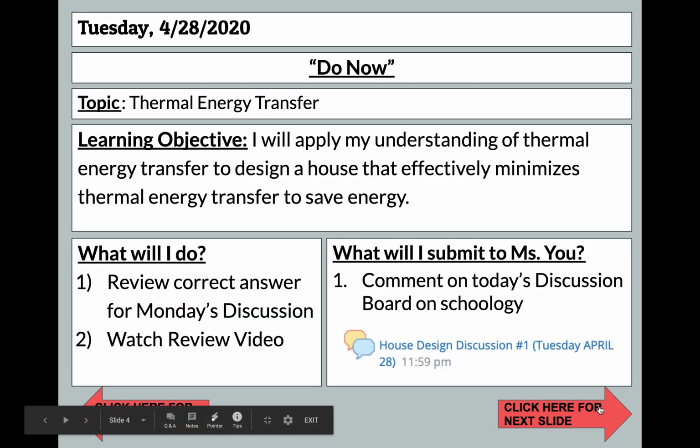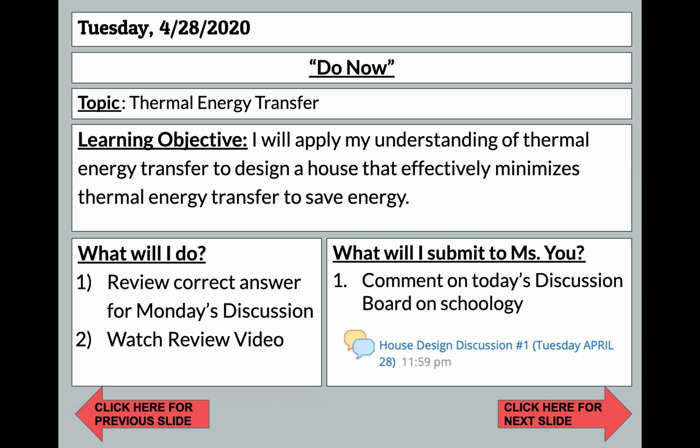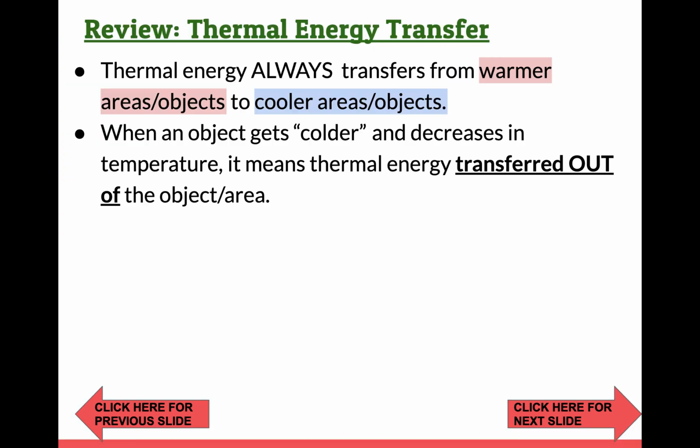Our do now, our learning objective says, I will apply my understanding of thermal energy transfer to design a house that effectively minimizes thermal energy transfer to save energy. So I talked about how we were going to do a project, but because we're no longer in class together, we can't do the project all together, but we are still going to do part of it, which will be to design a house. So what will you do today? First, we're going to review the correct answer for Monday's discussion, and then you'll finish watching this video.